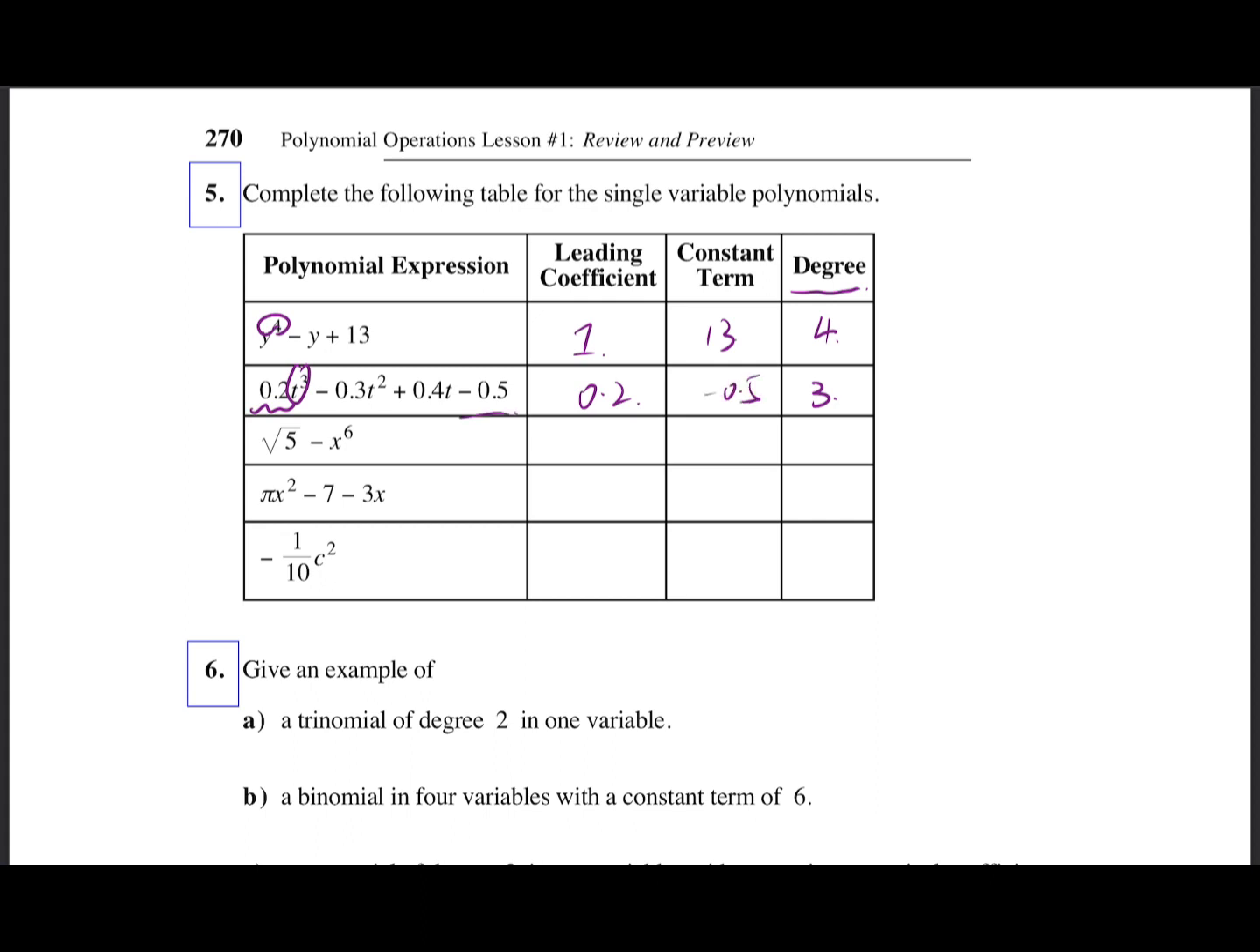And then the next one, the degree is 6. And for the leading coefficient, this is minus, so the leading coefficient is negative 1. And then the constant term is square root 5. And the next one, the degree is 2. The leading coefficient is pi, and the constant term is negative 7. And the last one, the degree is 2, the leading coefficient is negative 1/10, and the constant term is 0.